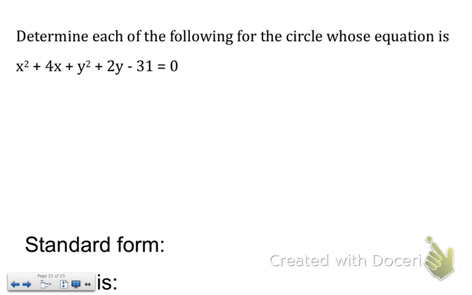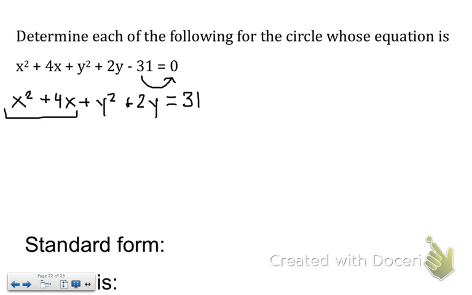So this is where we're going to need to try to complete the square. Now the very first thing we want to do is move this negative 31 over to the other side of the equation. That's going to give me x squared plus 4x plus y squared plus 2y equals 31. Now notice that right here that x squared plus 4x is of that form x squared plus kx that I mentioned in the previous slide. So we need to find that missing number that we need to add on.